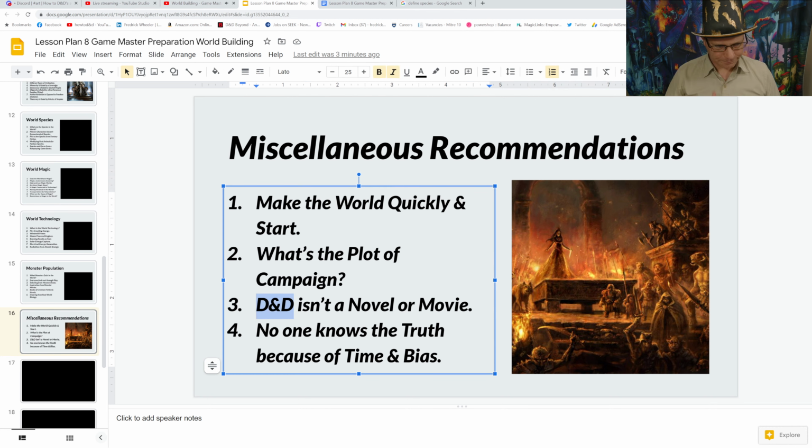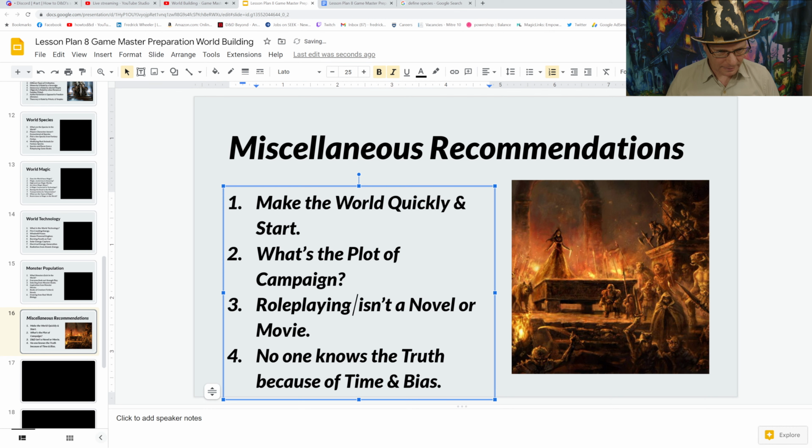D&D, okay. So let's get rid of this. And what I really want to say is this. Role-playing games aren't a novel or movie. I know that's not necessarily very popular to say.